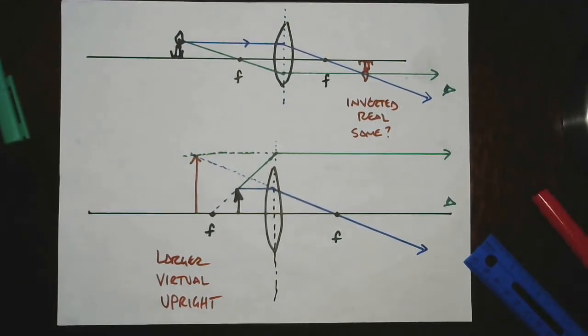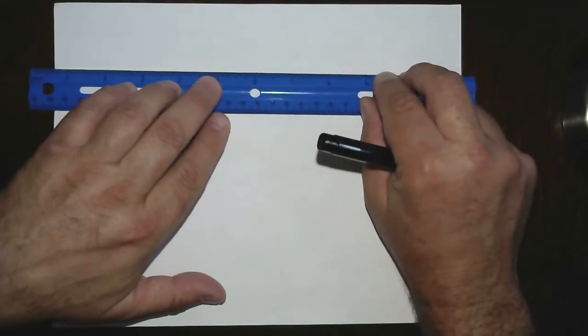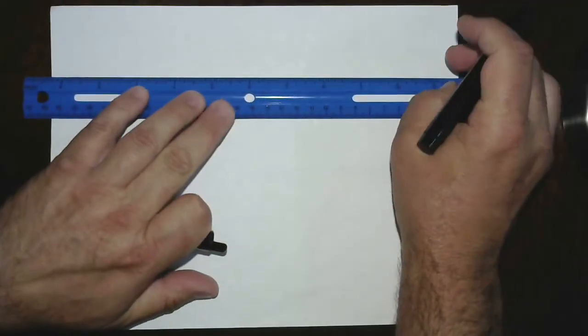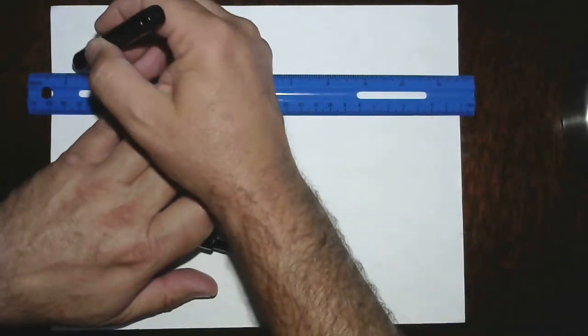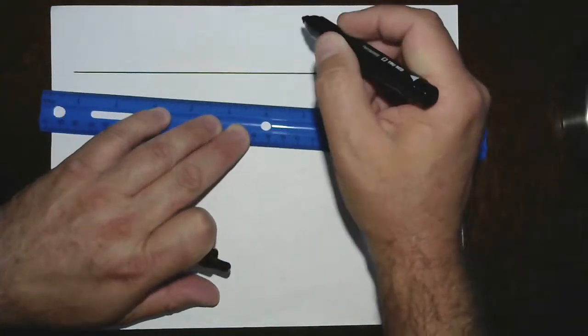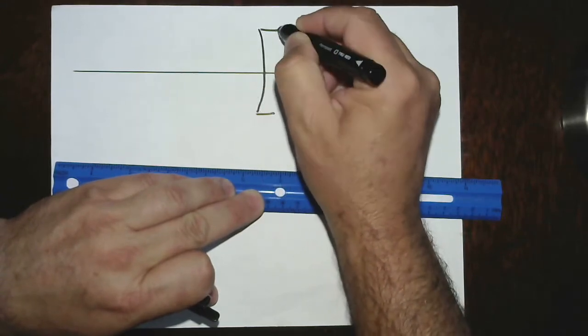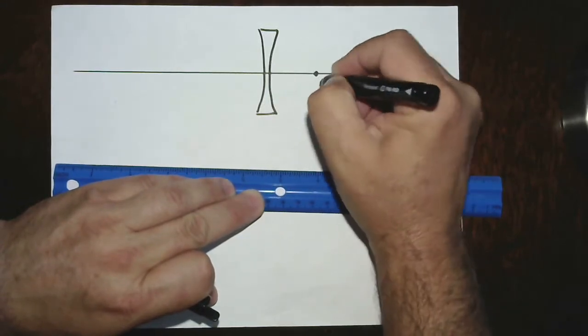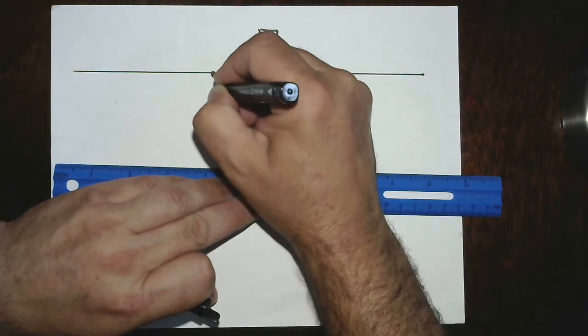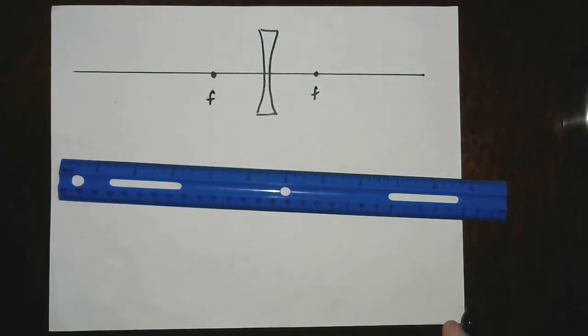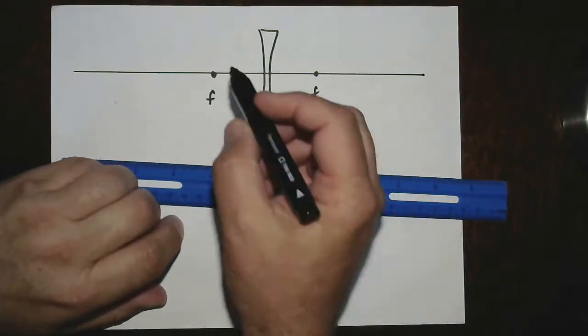What about a concave lens? Well, it turns out that the concave lens only functions in one way. No matter where you put the object, inside or outside the focal point, and there's a focal point here, and there's a focal point equidistant on the other side. No matter where you put the object, the same thing is going to happen.